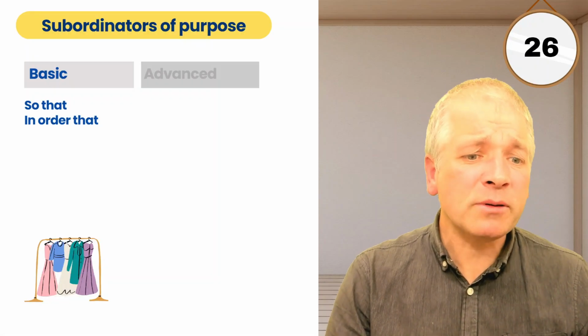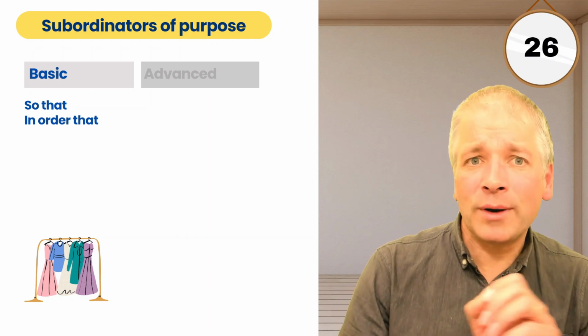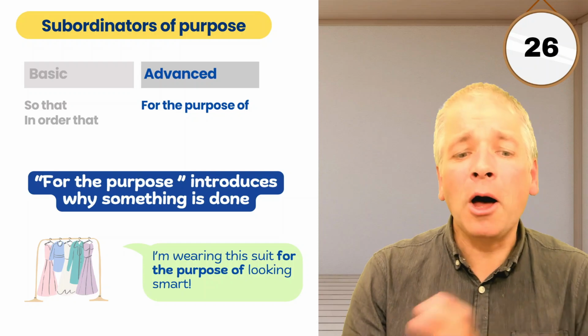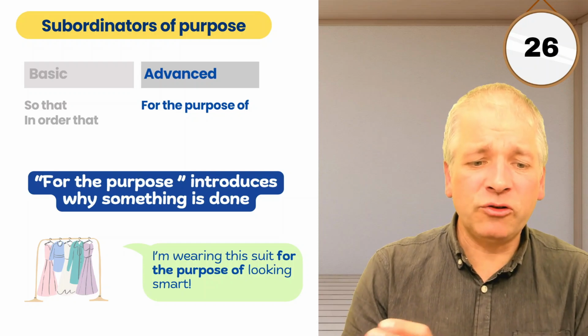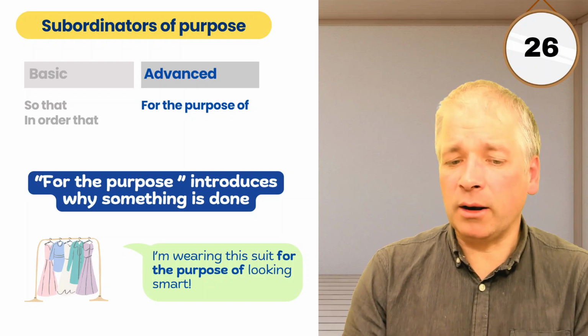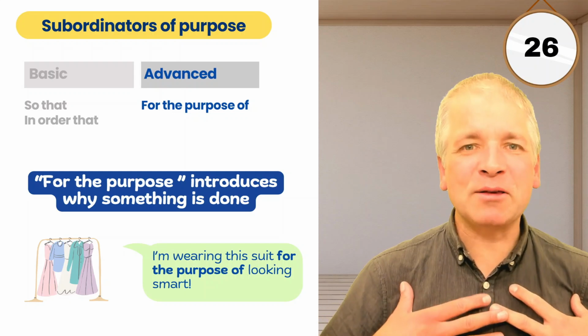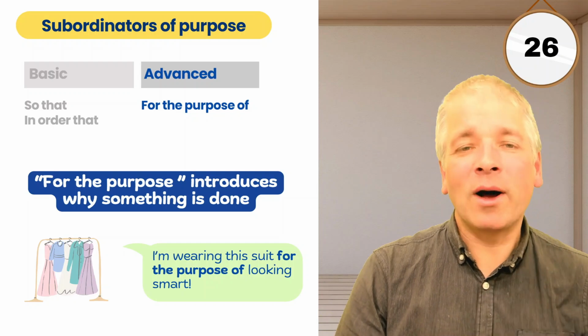Subordinators of purpose include so that or in order that. To be more advanced, you could say for the purpose of, which introduces why something is done. I'm wearing this suit for the purpose of looking smart. That's why I did it.